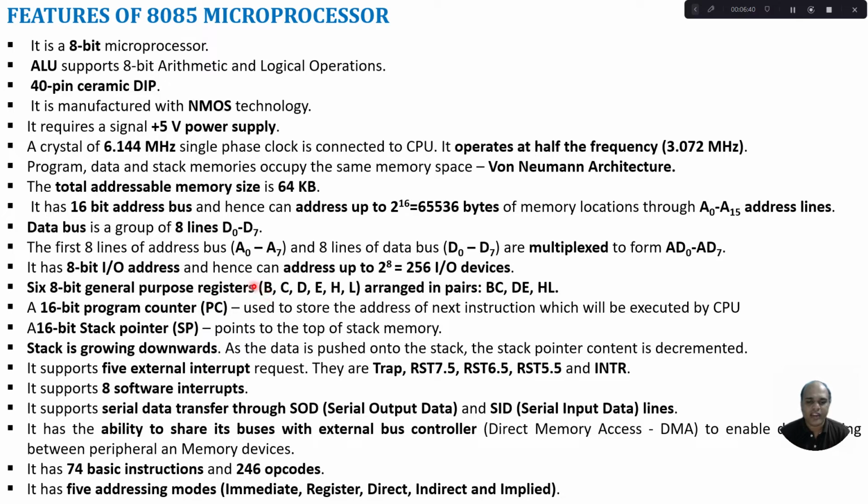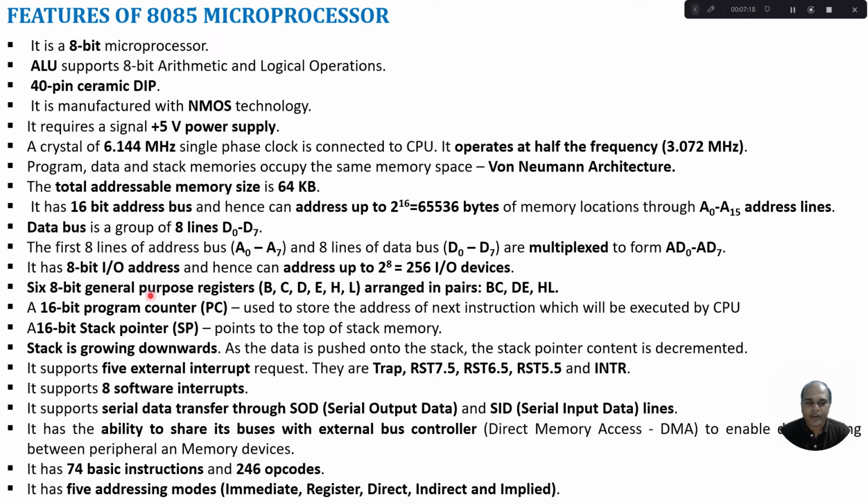Here in 8085 we have six 8-bit general purpose registers, named the B register, C register, D, E, H and L. We can use these registers as individual 8-bit registers, or we can combine them to make a 16-bit register. In case of a 16-bit register, we have 3 combinations: BC register pair, DE register pair and HL register pair. So either I can use it as an 8-bit register or as a register pair, a 16-bit register.